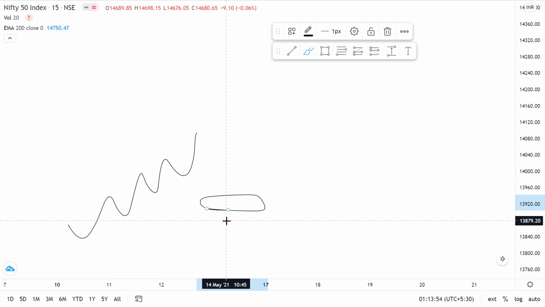Now let's keep this discussion specific to indices, because when I come to stocks, if there is a huge gap up or gap down opening, it's mainly due to results or a fundamental change in the quality of the stock. That cannot be predicted accurately by technical analysis. So let's keep our discussion specific to indices, basically to Nifty and Bank Nifty.